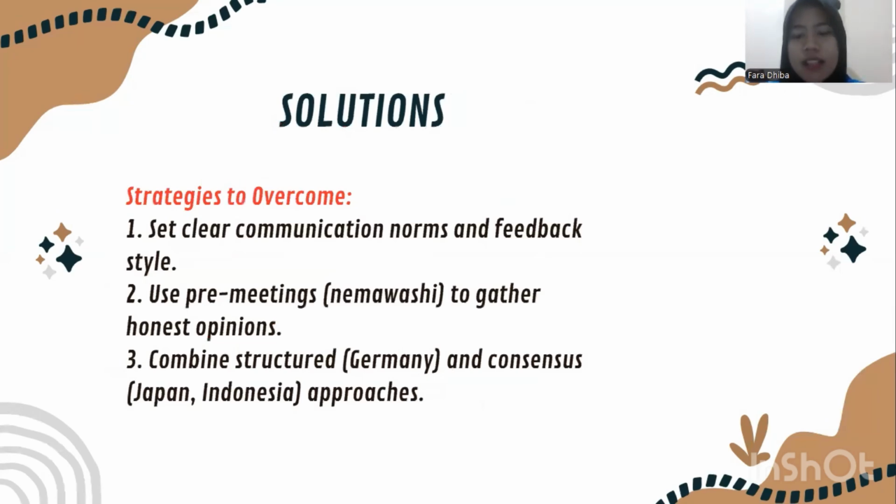To fix this, the team should set clear communication norms and feedback style, and/or use pre-meetings so everyone can share opinions safely, and then mix both fast decision making and time for reflection. By balancing direct and indirect style, the team can collaborate more effectively.